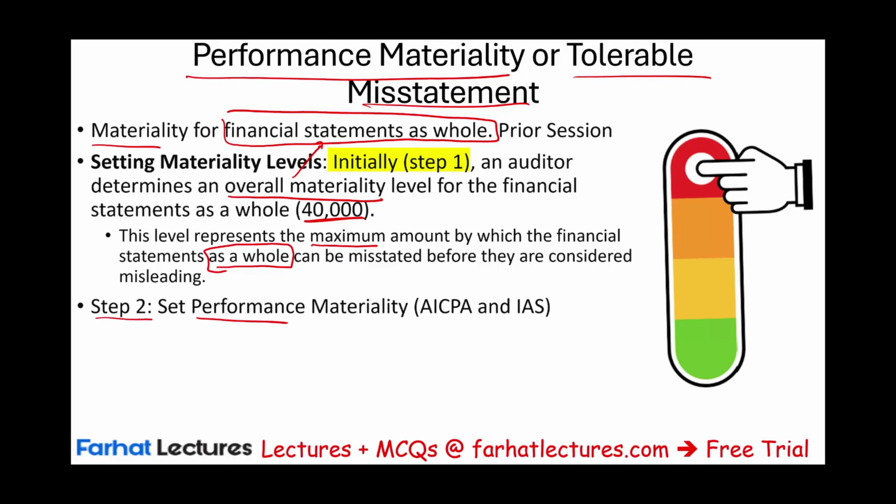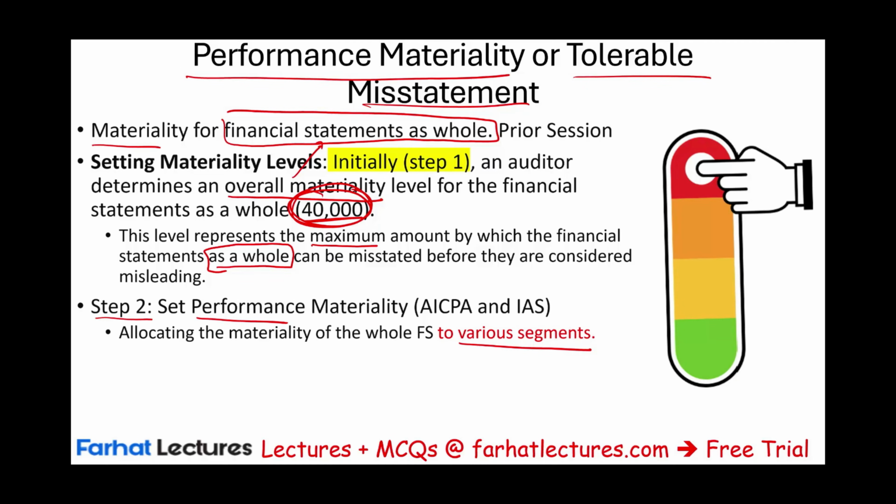And this is step 2. Step 1 is you set up the overall materiality for the whole financial statement. Then we have to do what? Set performance materiality. What is performance materiality? Simply put, performance materiality is taking the materiality for the financial statement as a whole and allocating it to various segments. Why? Well, you really don't audit the financial statement as one unit.